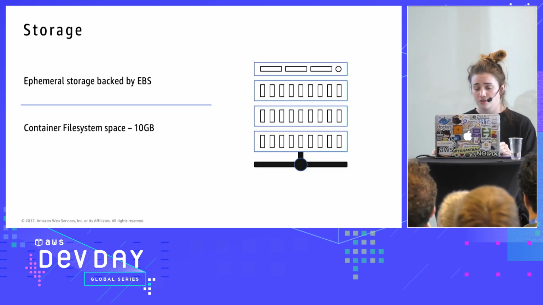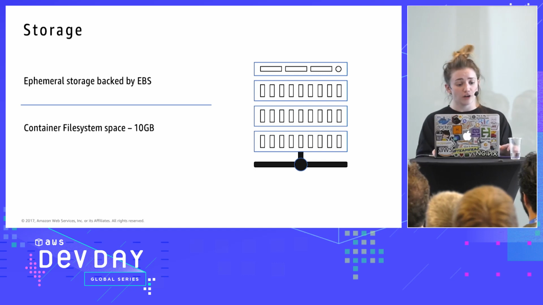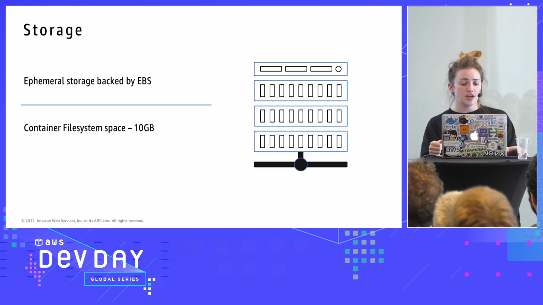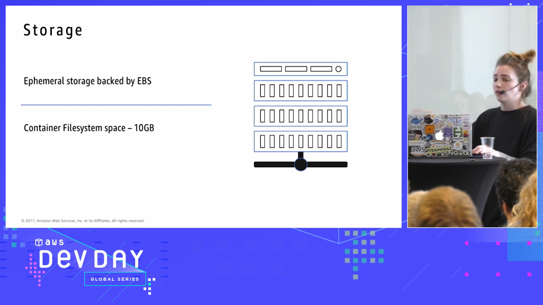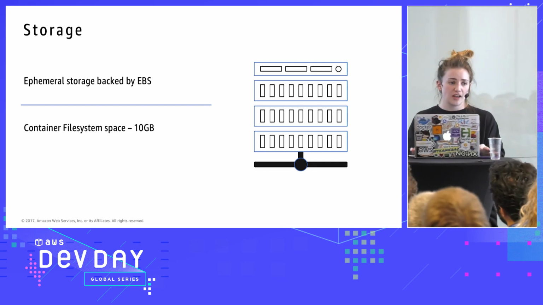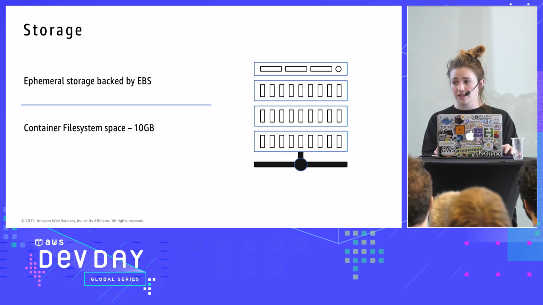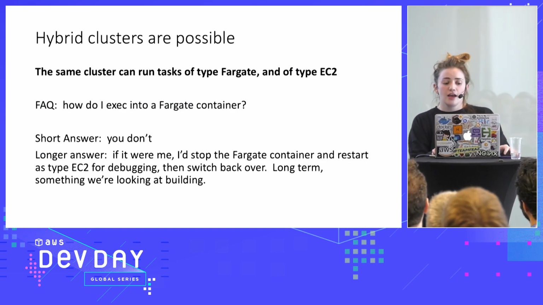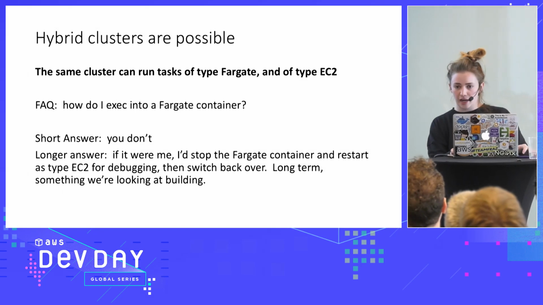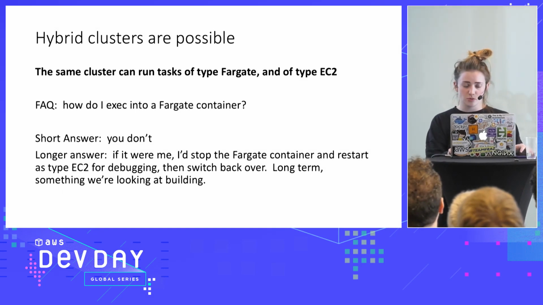How does storage work in Fargate? It's backed by EBS. The space that your container file system gets is 10 gigabytes. I'm not sure if that's floating around anywhere in the documentation, so that's the answer to how storage works. I talked about this this morning, and I mentioned it again because no one else seems to know about it, and I think it's really interesting.